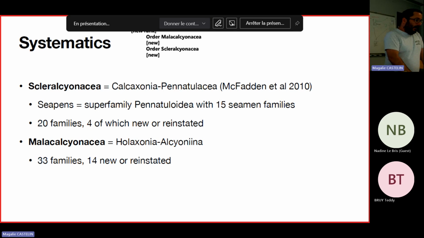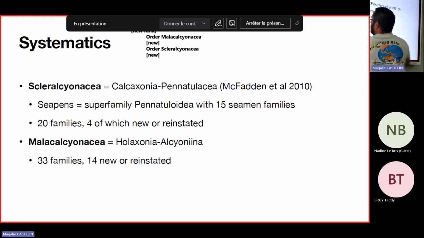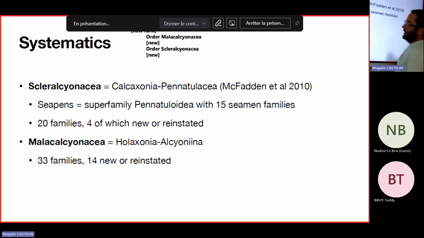So the first of these two orders that I have trouble pronouncing is Scleralcyonacea, and it corresponds to a clade that was first described in 2010 by Kathy McFadden and colleagues, and that groups the Calcaxonia and the Pennatulacea. Okay, and the second one is the Malacalcyonacea, which again corresponds to a group that links the Holaxonia and the Alcyoniina. And again, described by Kathy McFadden in 2010.